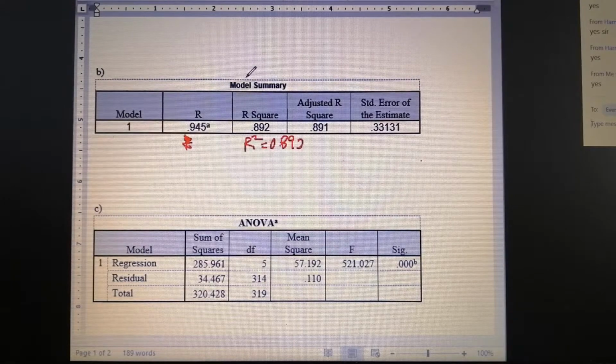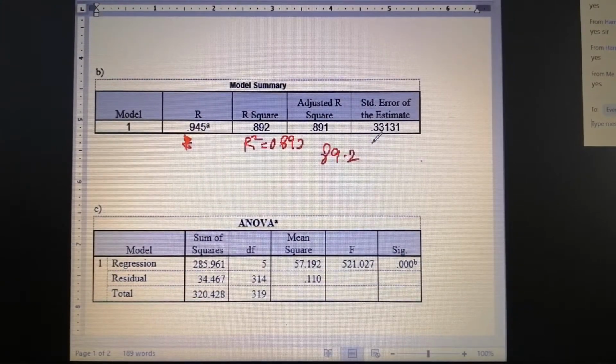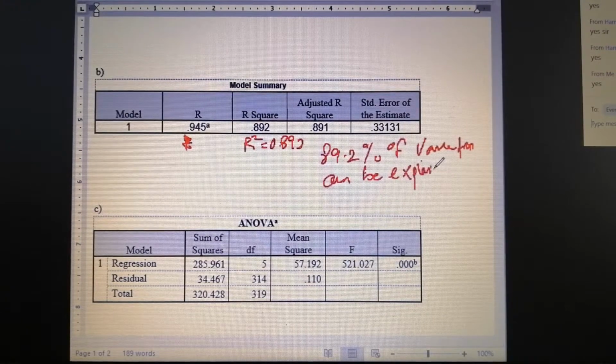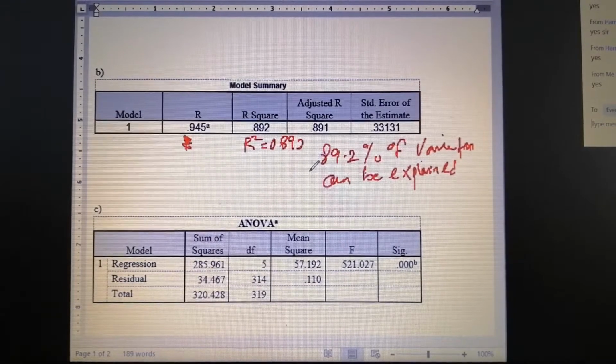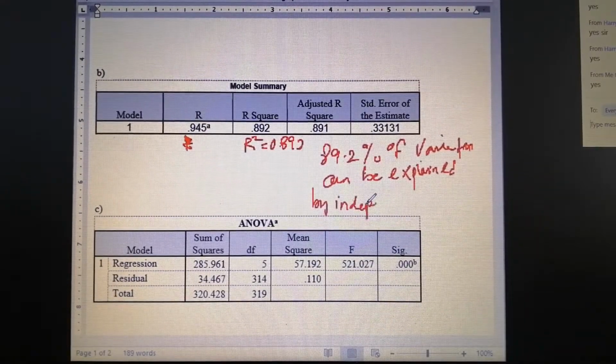Okay, how can I interpret that? So you can say that this is a change in the percentage. So your 89.2 percentage of the variation, I mean the changes, that means r square, 89.2 percentage of the variation can be explained by independent variable.